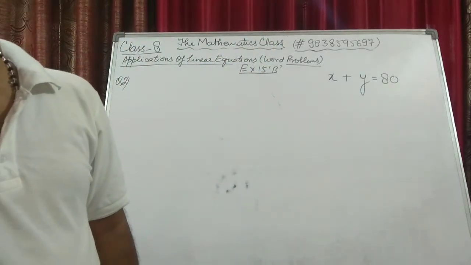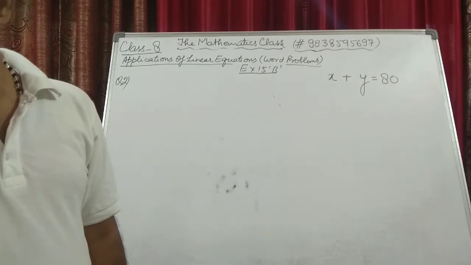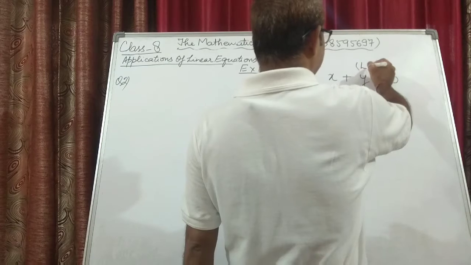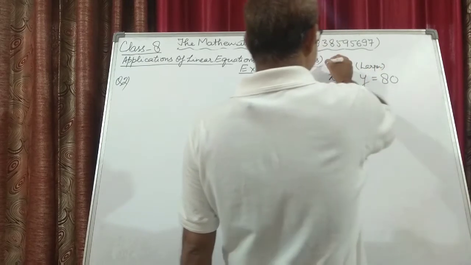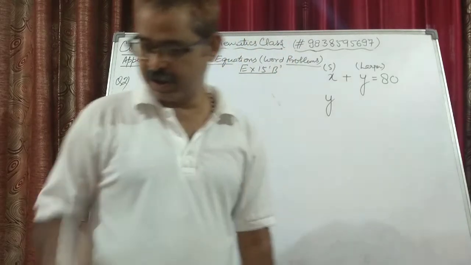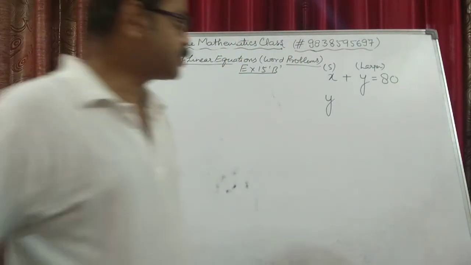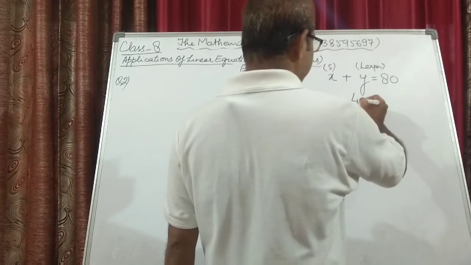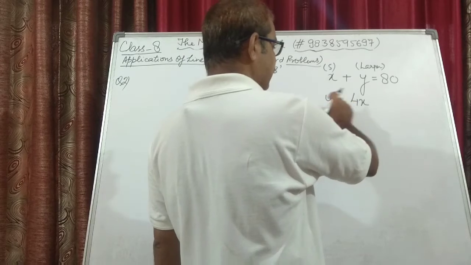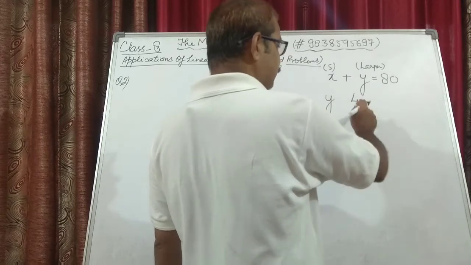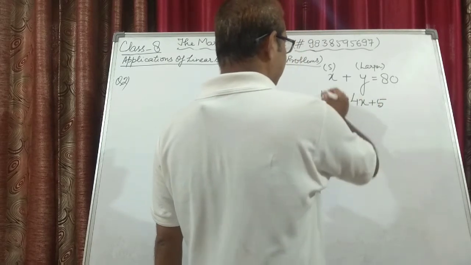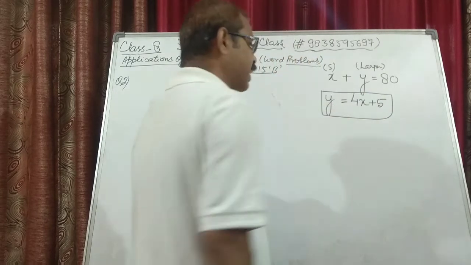They say the larger number exceeds 4 times the smaller by 5. Let us assume that y is the larger number, then obviously x is the smaller number. The larger number, that is y, exceeds 4 times the smaller. 4 times the smaller means 4 times of x, and the larger number exceeds by 5, means y is 5 greater than 4 times of x. So we will write plus 5, and this becomes y.